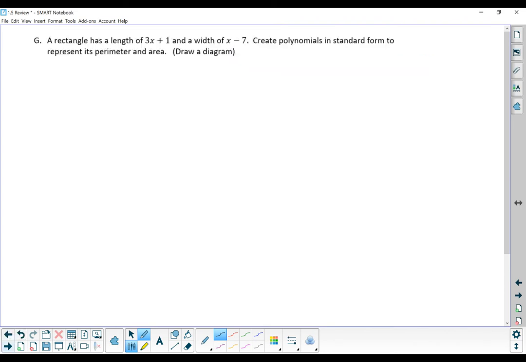Okay, I have one last problem I want to show you. It has to do with creating a little shape here. So it says a rectangle has a length of 3x plus 1 and a width of x minus 7. We're going to create a polynomial in standard form for perimeter and another one for area. And it also says right here to draw a diagram.